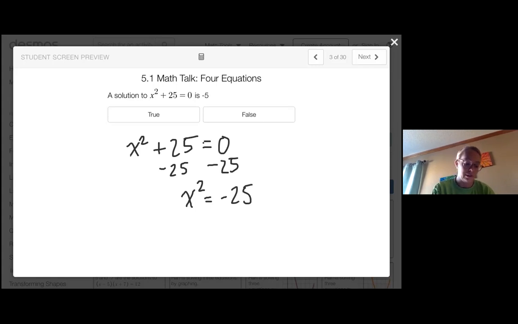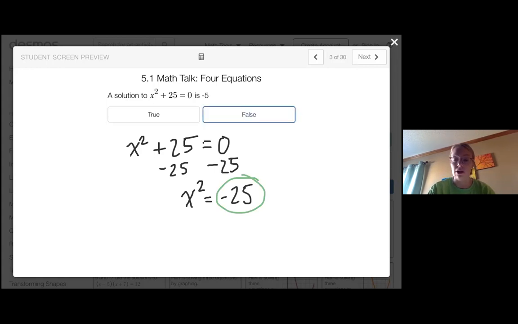Anything squared, we've talked about this, some of you may have forgotten, is positive. A positive times a positive is a positive. A negative times a negative is also a positive. So this is never going to happen. My answer here would be false, because there are no solutions to this. If I were to write anything, I would say no solutions to this equation, because there's never going to be a place where that happens.